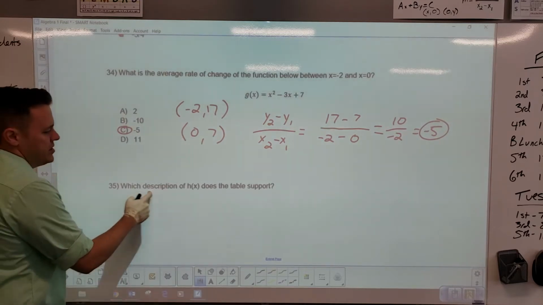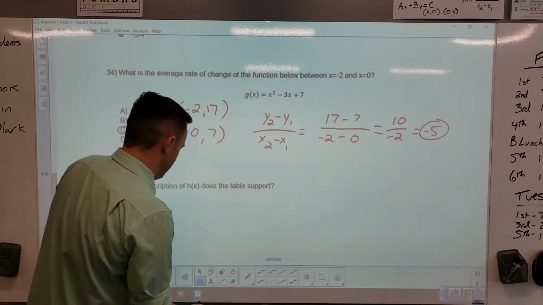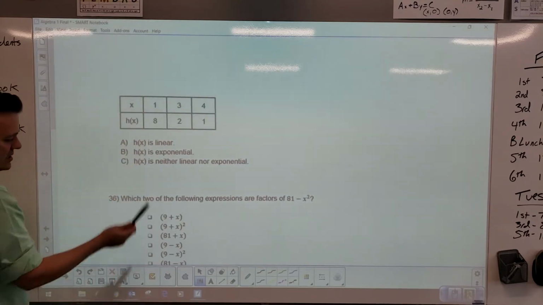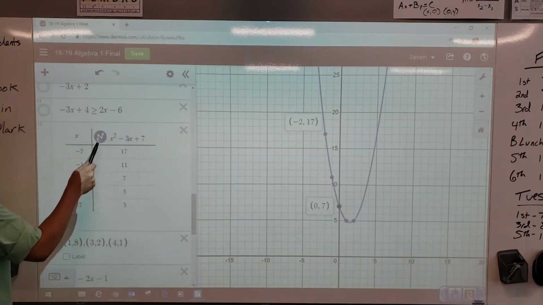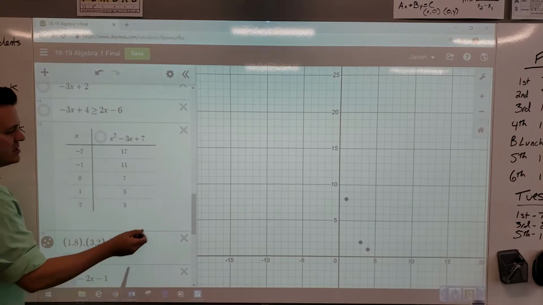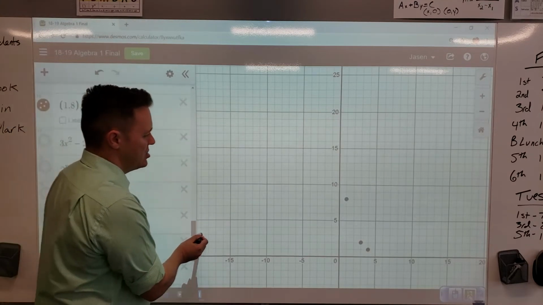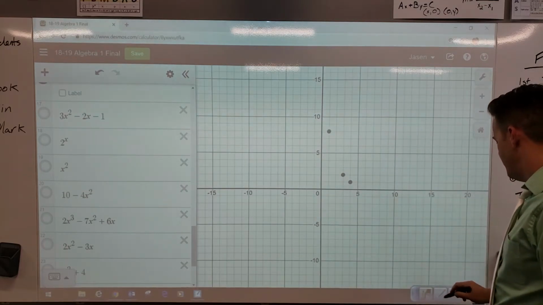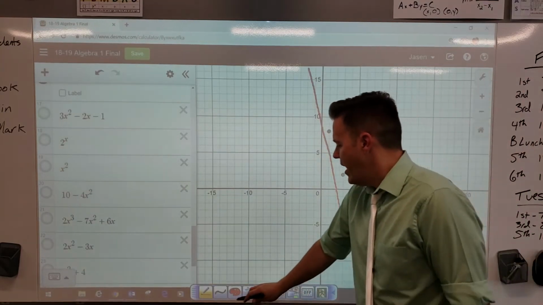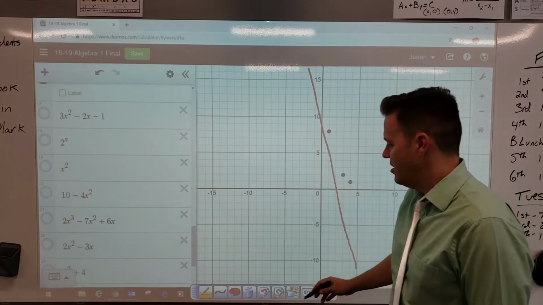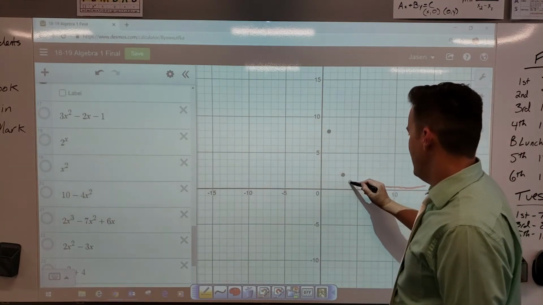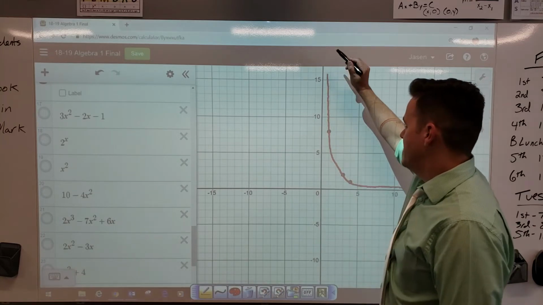35. What description of h of x does the table support? So I got cut off on my slide, but yours didn't. Put these in decimals, okay? You graph the points. When you graph the points, they look like this, and then you have to ask yourself, what kind of equation is this? Well, ladies and gentlemen, same setup. If I were to draw a curve on here, is it a straight line, a linear? No, of course not. This is actually an exponential equation.